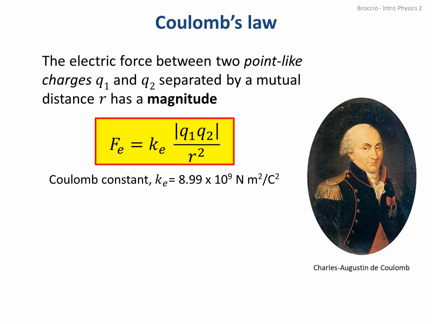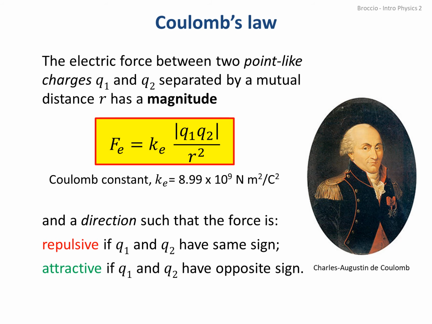The proportionality constant is now called the Coulomb constant, which is 8.99 times 10 to the 9th newton meter squared per coulomb squared. The direction of this force can be assigned so that the force is repulsive when Q1 and Q2 have the same sign and attractive when Q1 and Q2 have opposite signs.